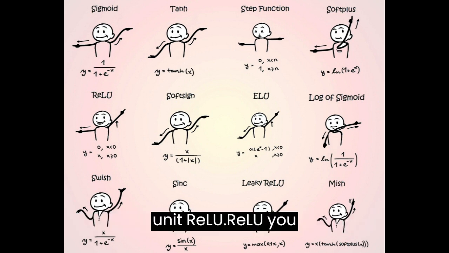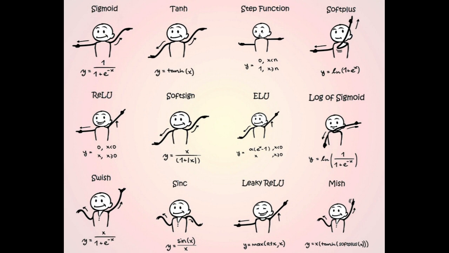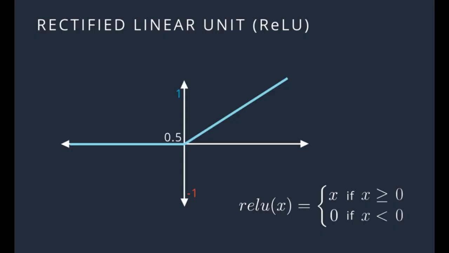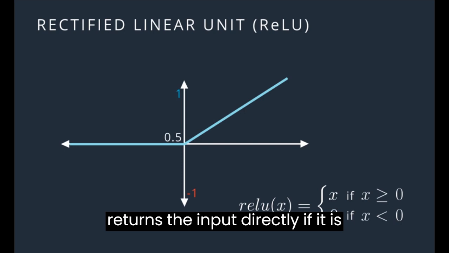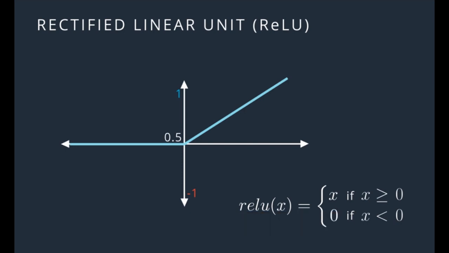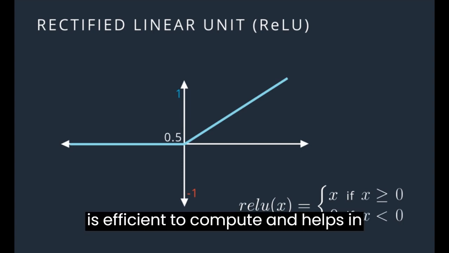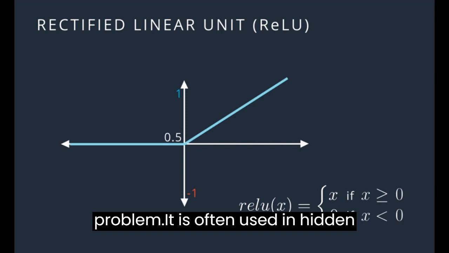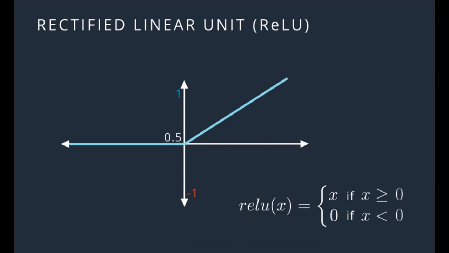Rectified Linear Unit, ReLU. ReLU is one of the most commonly used activation functions. It returns the input directly if it is positive and zero otherwise. Mathematically, it can be represented as f(x) = max(0, x). ReLU is efficient to compute and helps in mitigating the vanishing gradient problem. It is often used in hidden layers of deep neural networks.